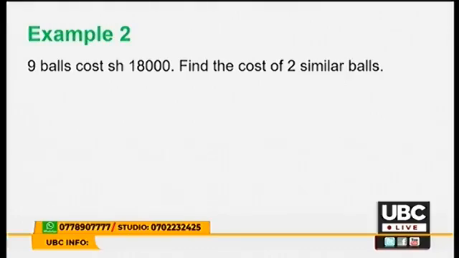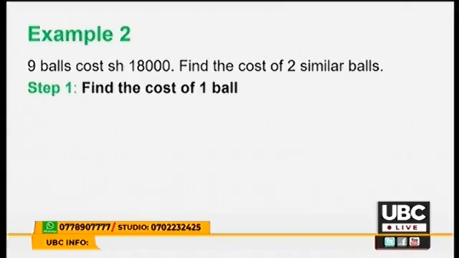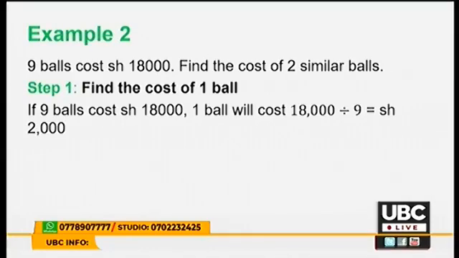Example 2. 9 balls cost 18,000 shillings. Find the cost of 2 similar balls. Step 1, we shall find the cost of 1 ball. If 9 balls cost 18,000 shillings, then 1 ball will cost 18,000 shillings divided by 9.